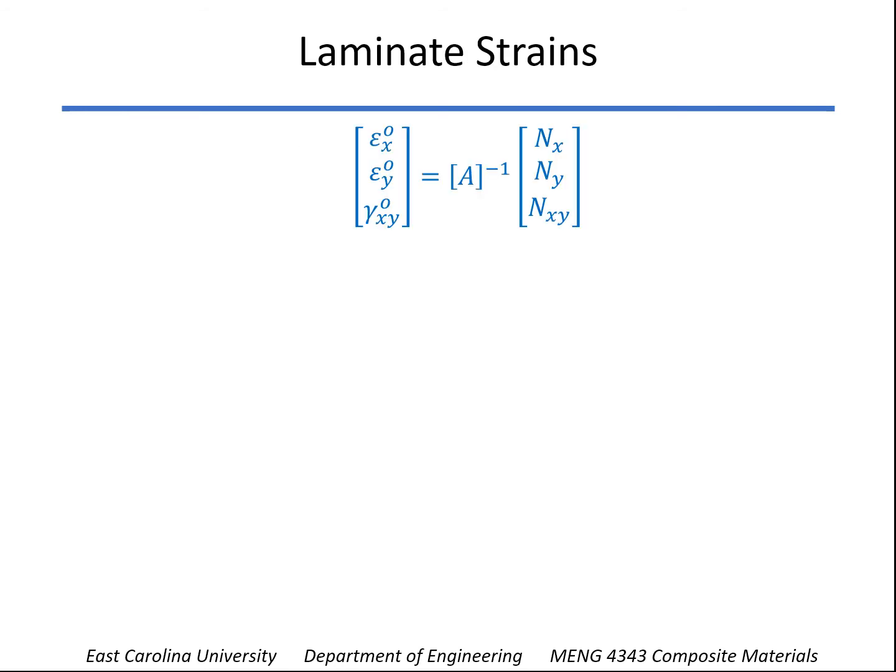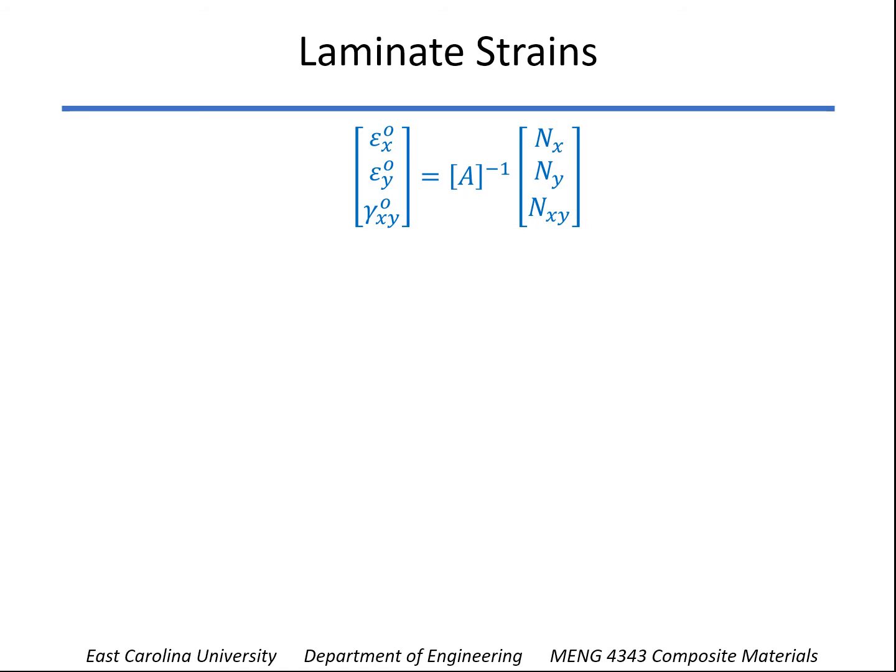Okay, so now that we have the inverted A matrix, we can multiply that by the loadings, the stress resultants, and come up with the laminate strain. So we've shown those with the naught superscript, but remember that just means those are the midplane strains.